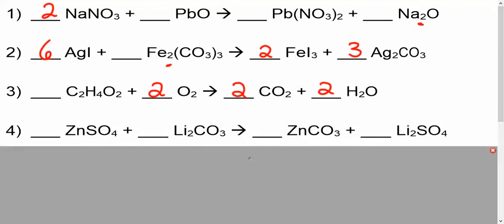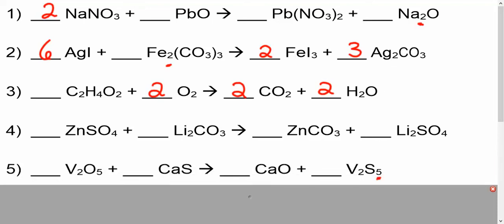Let's do number 5. I'm just going to jump right in. I see that there are 5 oxygens on the left and only 1 on the right. So I'm going to put a 5 there. Fixes my oxygens, but it changes my calciums to 5. So I have to come over here and do this to fix my calciums. That also changes the sulfurs on the left to 5, which is okay because I have 5 sulfurs over here. 2 V's and 2 V's on this side. That's balanced.